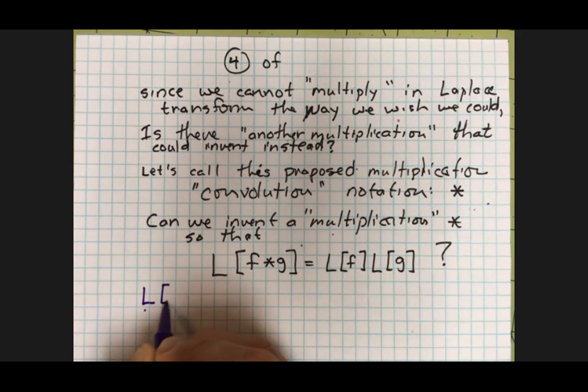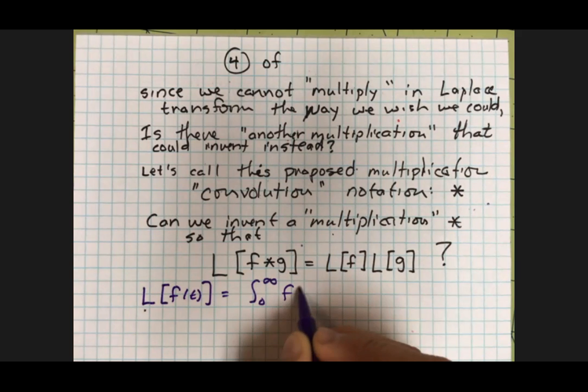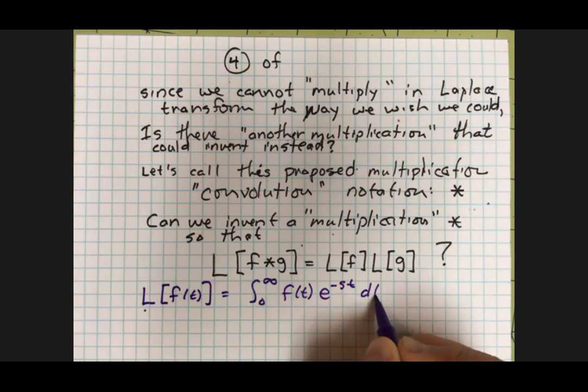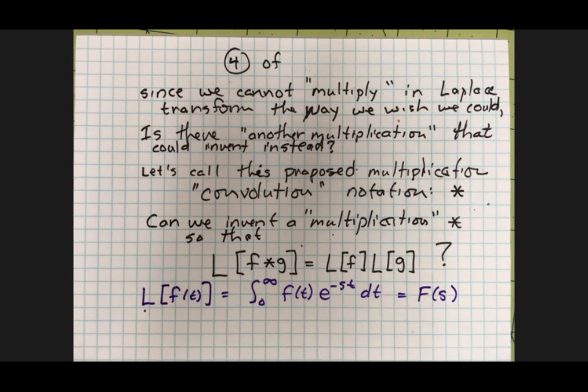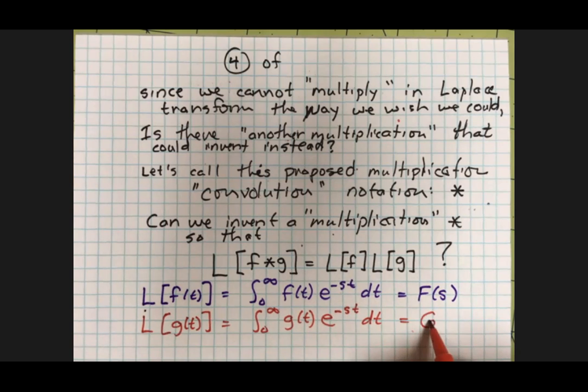I know the definition of the Laplace transform of f is the integral from 0 to infinity of f of t e to the minus st dt. In the shorthand, we called this F of s. I know we need another color. We'll do a little bit of color coding here. The Laplace transform of g of t is the integral from 0 to infinity of g of t e to the minus st dt, which for shorthand we called capital G of s.